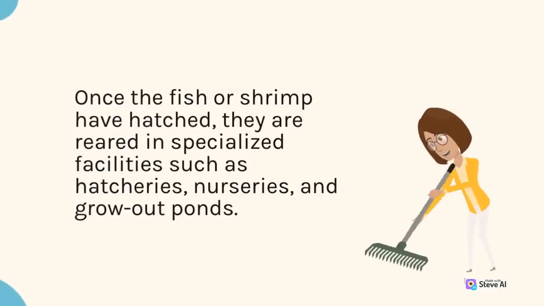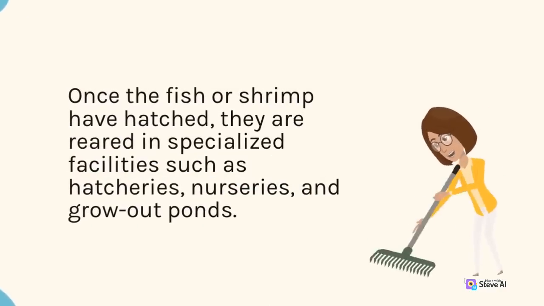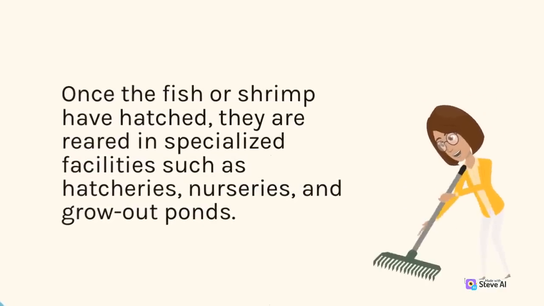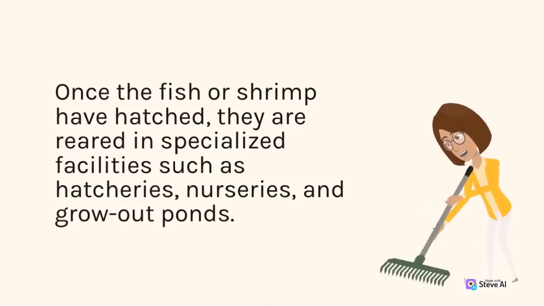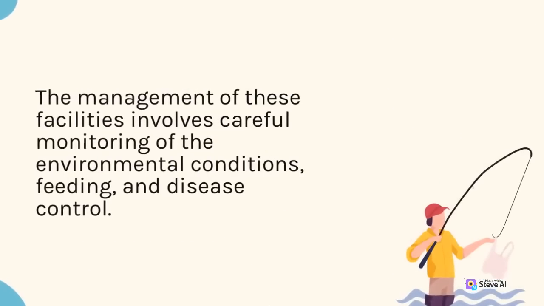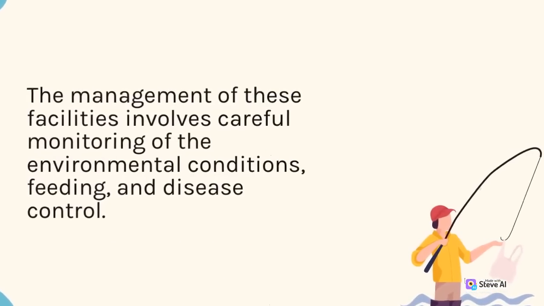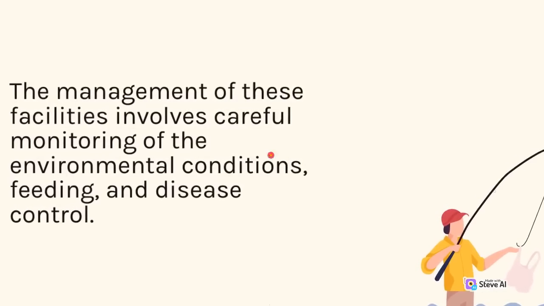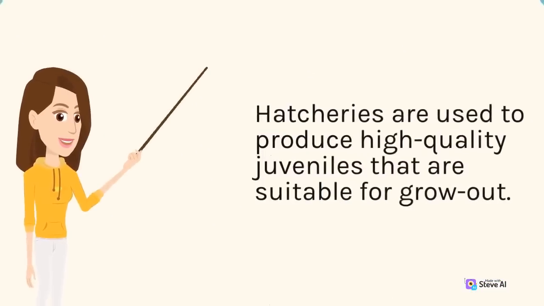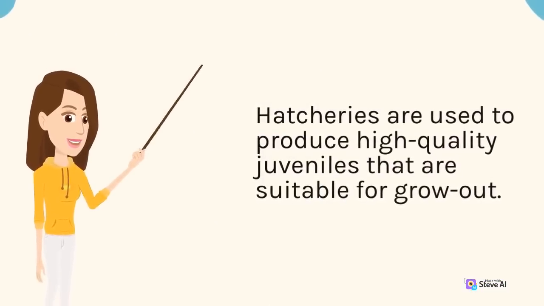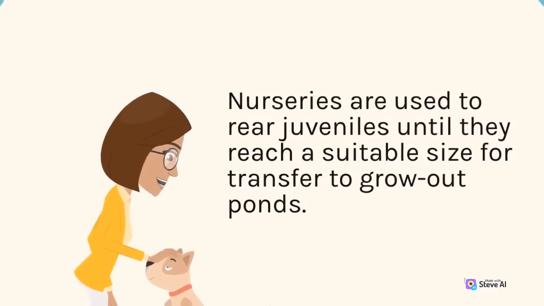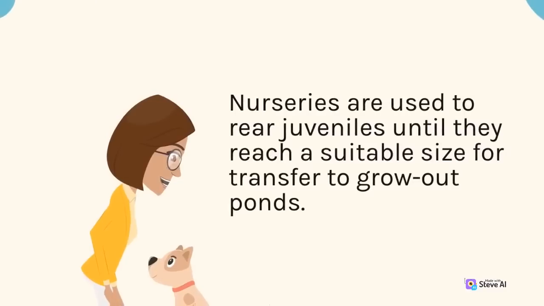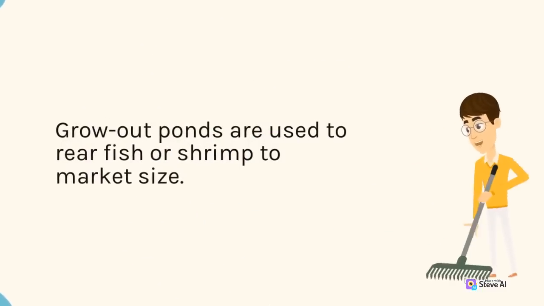Once the fish or shrimp have hatched, they are reared in specialized facilities such as hatcheries, nurseries, and grow-out ponds. The management of these facilities involves careful monitoring of the environmental conditions, feeding, and disease control. Hatcheries are used to produce high-quality juveniles that are suitable for grow-out. Nurseries are used to rear juveniles until they reach a suitable size for transfer to grow-out ponds. Grow-out ponds are used to rear fish or shrimp to market size.